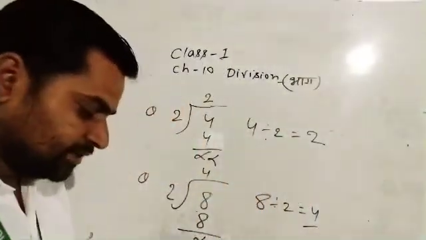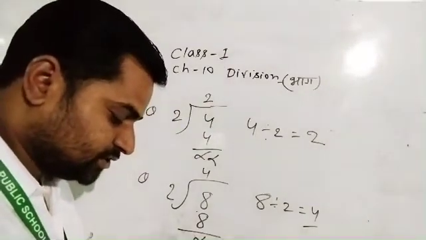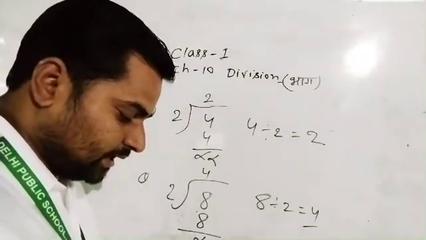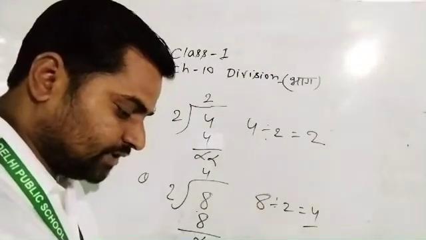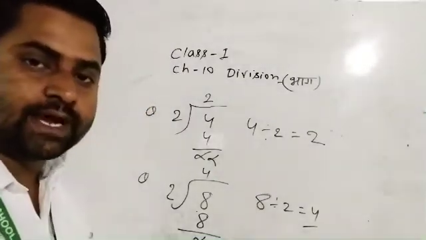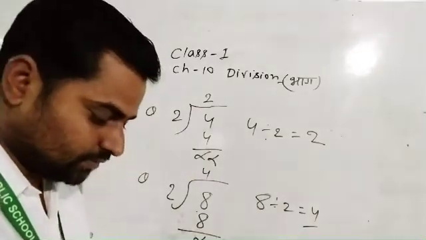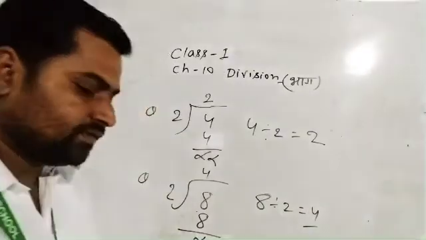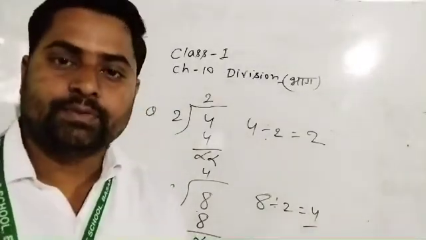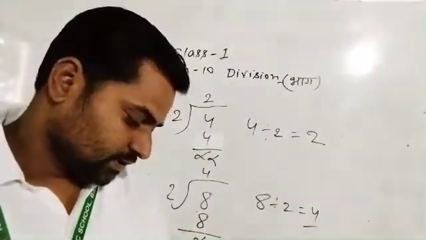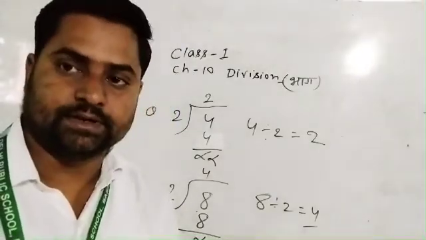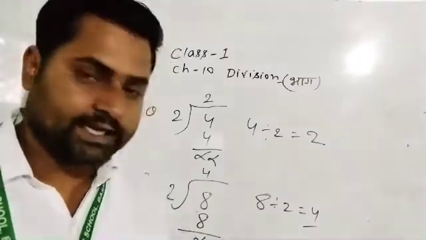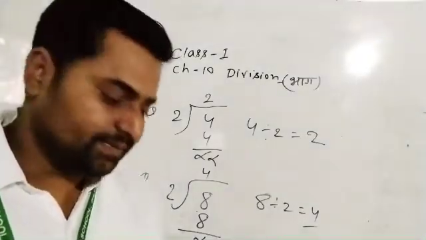There are many examples in your books. So you solve the examples and exercise. If you have any doubt, any problem, you ask me in class time. And filling the circles is very simple. First, all students remember the 1 to 20 tables. This is very useful for you in this process, multiplication and division.